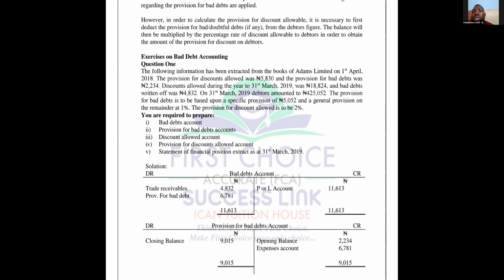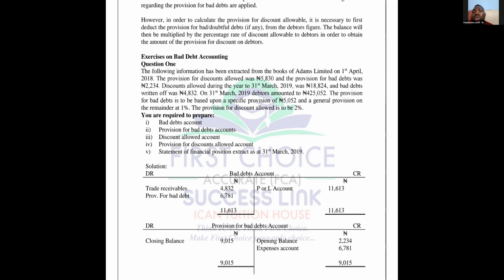Then on the other one, they say on 31st March 2019, debtors amounted to 425,052. Now this is the balance. So the balance will be on the debit side of trade receivables, so you put the debt on the credit side of the trade receivables. You put the amount there.